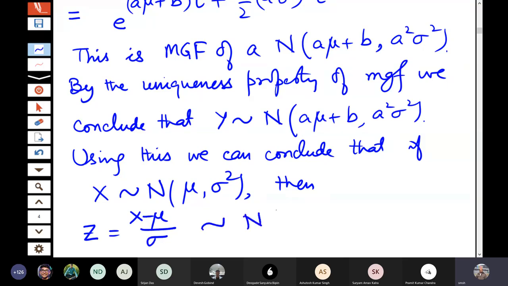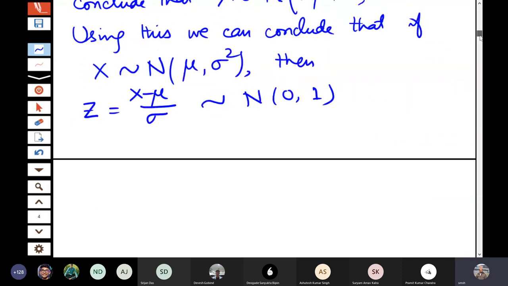This follows normal 0 1, because here you substitute a is equal to 1 by sigma and b is equal to minus mu by sigma. So a mu plus b becomes 0 and a square sigma square becomes 1. This normal 0 1 is called the standard normal random variable or standard normal distribution. Okay.